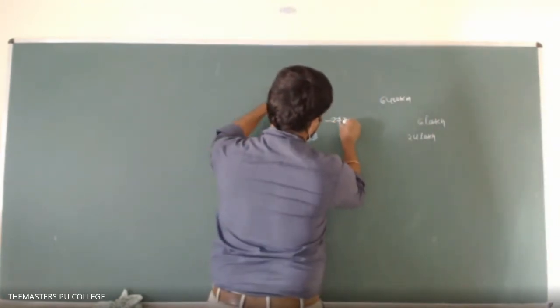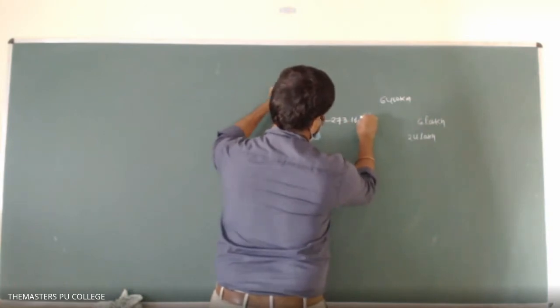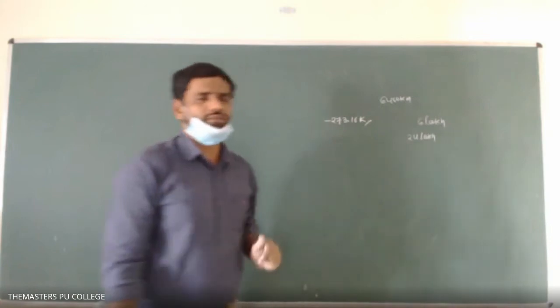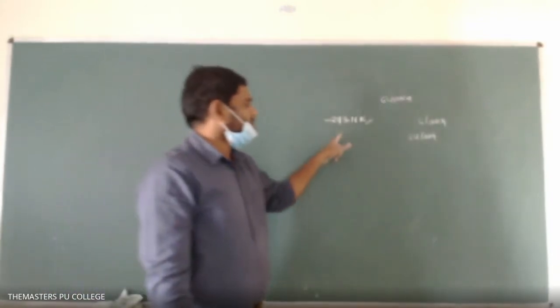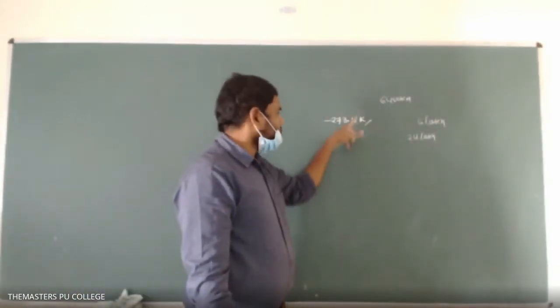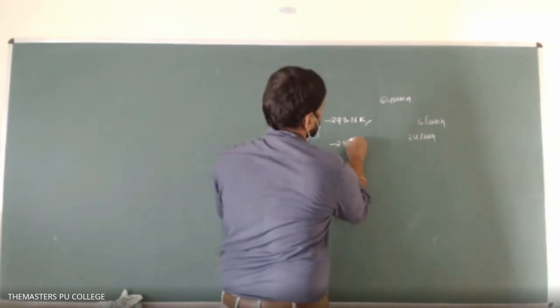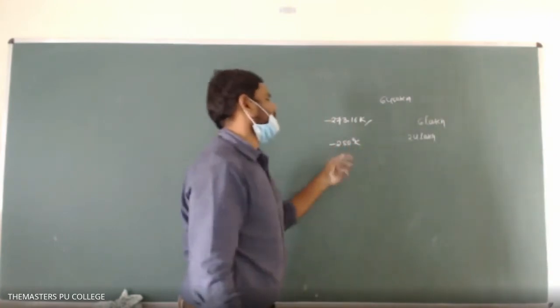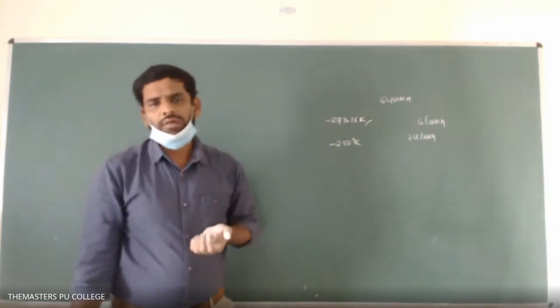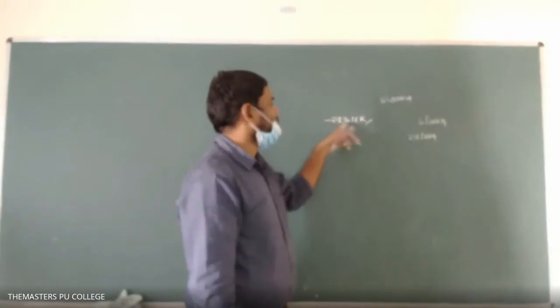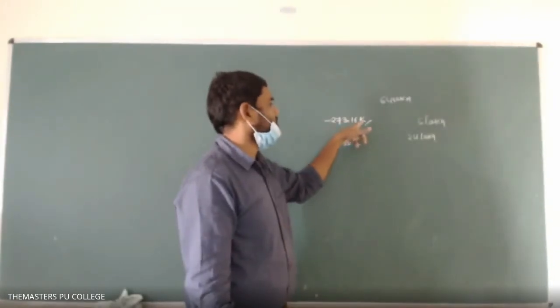Minus 273.16 Kelvin. So lower than this, it is not possible to have a temperature. This is the least temperature that we can have. So, for example, whether minus 280 degree Kelvin temperature exists or not, it's not possible. The least value of temperature that we can attain is minus 273.16 degree Kelvin.